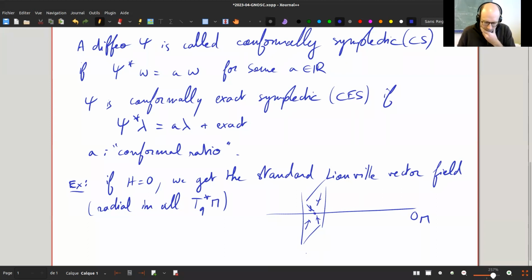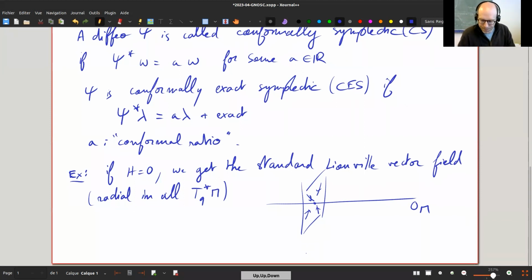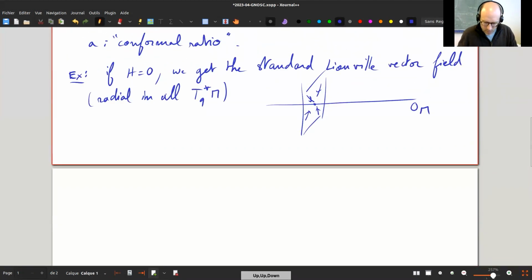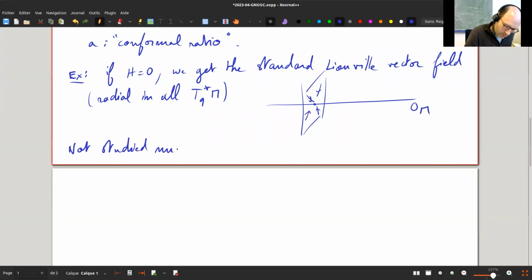Apparently this type of dynamics has not been studied much by mathematicians so far, except in dimension 2.